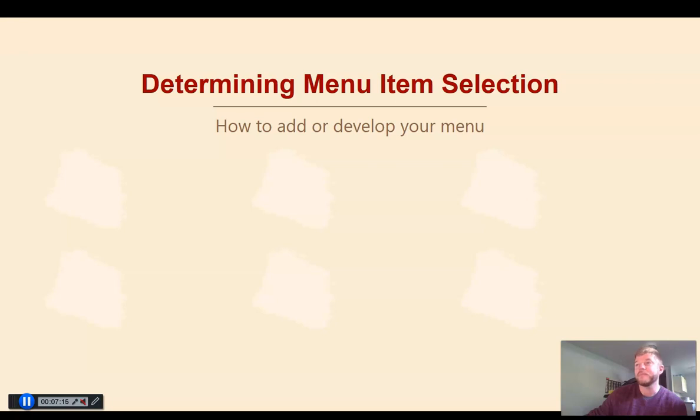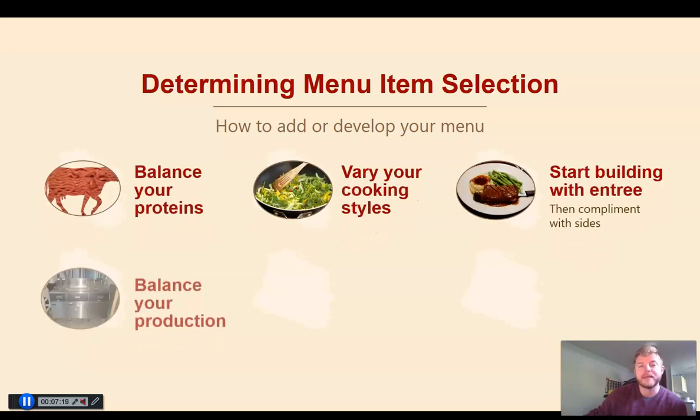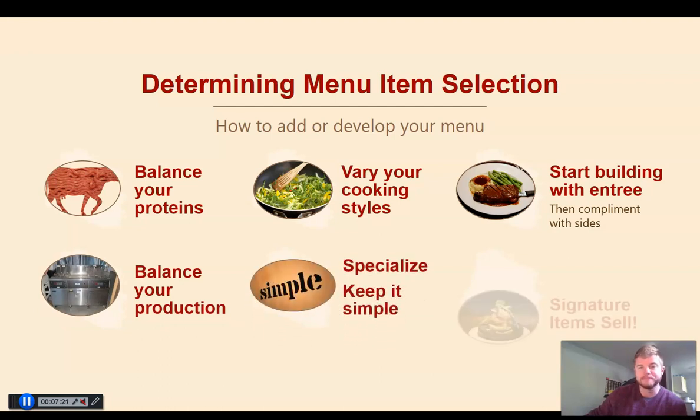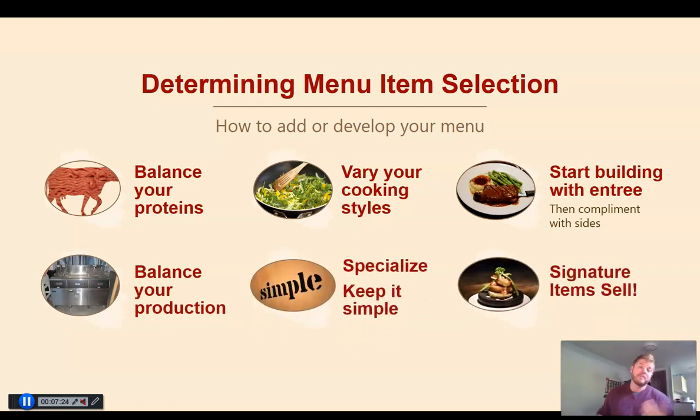Next part. So how do you add or develop your menu? So a few things that you want to kind of think about. Now, your menu is going to make up a good chunk of your major assignment, and it's what we are looking at for the next 5 or 6 weeks. So we're looking at a menu item selection. You want to balance your proteins, which means you don't want 10 different steaks and not a single chicken option.